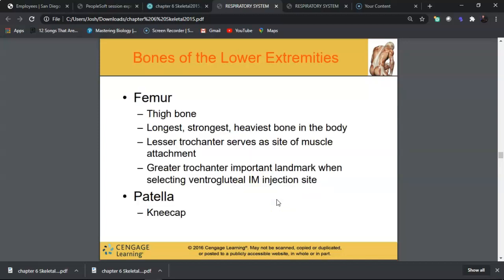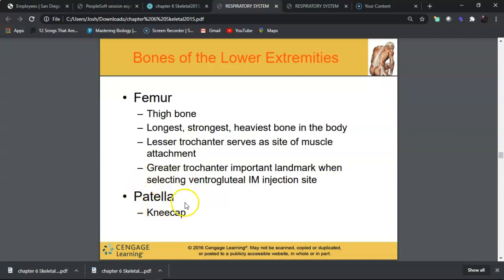From that point, we have the longest, strongest, heaviest bone in the body, which is the thigh bone. That's our upper leg bone. There's a couple of sites that are important. There's a bony protuberance called the lesser trochanter that serves as an important site of muscle attachment on the side. The greater trochanter is at the top part, and it's an important landmark when you're giving a type of intramuscular injection called a ventral gluteal injection.